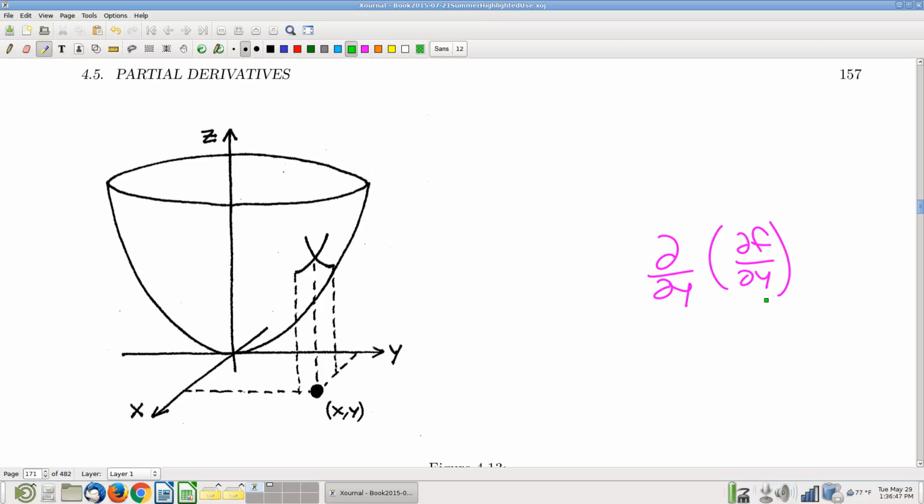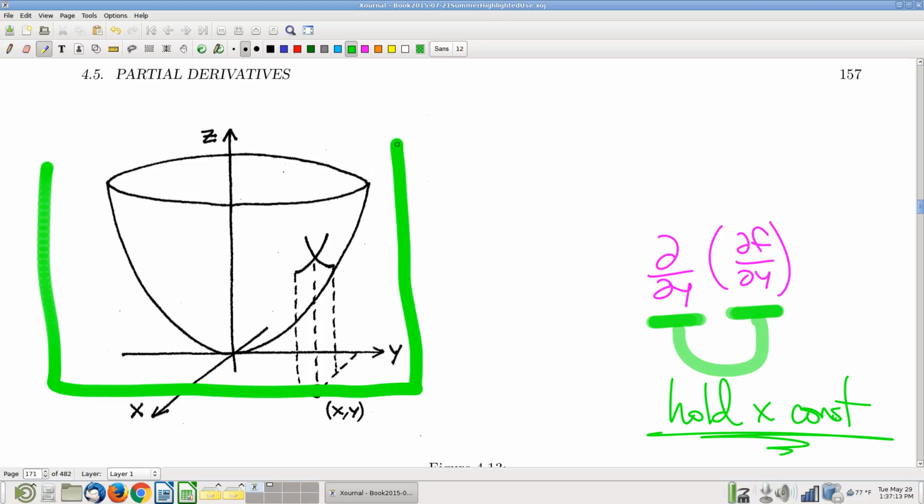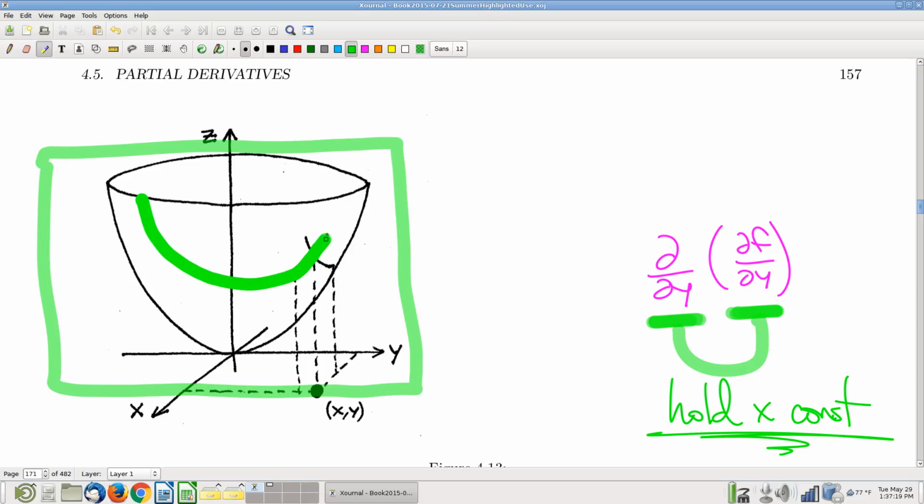Well, partial with respect to y here says we're going to hold x constant. Right, so holding x constant means we're going to be looking, let me do this with the highlighter, in a plane like that, and we're looking at that cross section in that plane where x is constant, and then moving in the y direction. And so, no surprise.